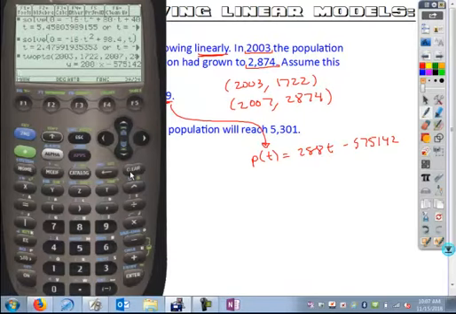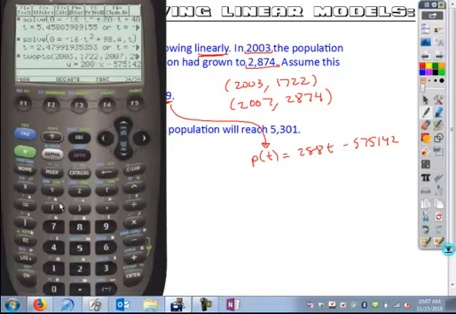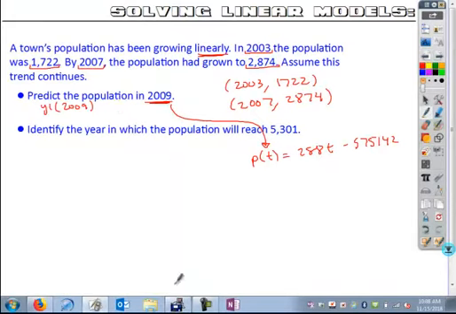So if you put your function into your y editor, what you can now do is simply call it y1 of 2009, and I can evaluate that. So my y1 function is this, and I want to evaluate it at 2009. And when I do, I get my answer of 3450. All right, so there's my population.